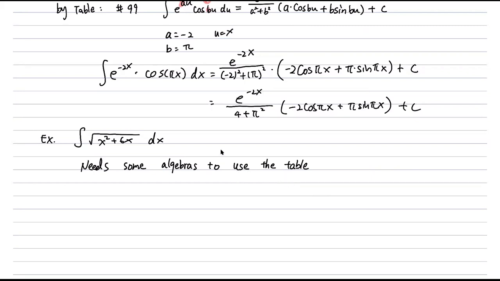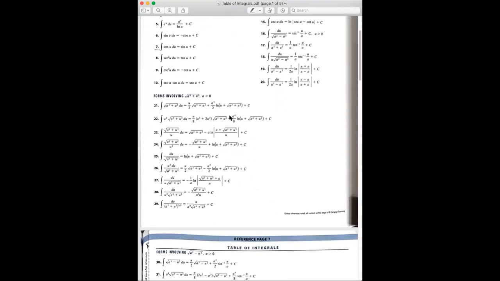Okay, so now we have radical x squared plus 6x. Now let's take a look. Do we have anything that can match it? I don't really think there's anything that can match it, because in our table we have forms involving a plus bu, radical u squared minus a squared, radical a squared minus u squared. But we just don't really have any of those. Let me just share my table one more time. So it doesn't really have the ones that we want, right?